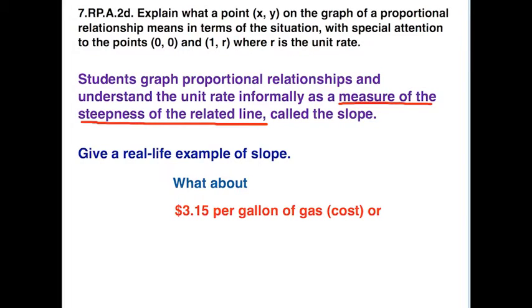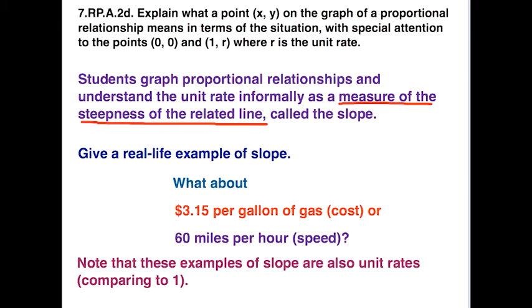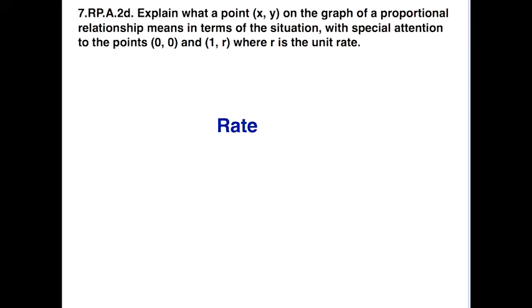Well, as far as a real-life example of slope, well, what about something like $3.15 a gallon of gas, or 60 miles an hour? Now note that these examples of slope are mathematics, and in this case they're also unit rates because we're comparing to 1. We're comparing to 1 gallon of gas and to 1 hour. If we look at this idea of rate and we add of change, well, there's your definition of slope. Your slope is your rate of change. How fast one variable is changing compared to how fast the other variable is changing.